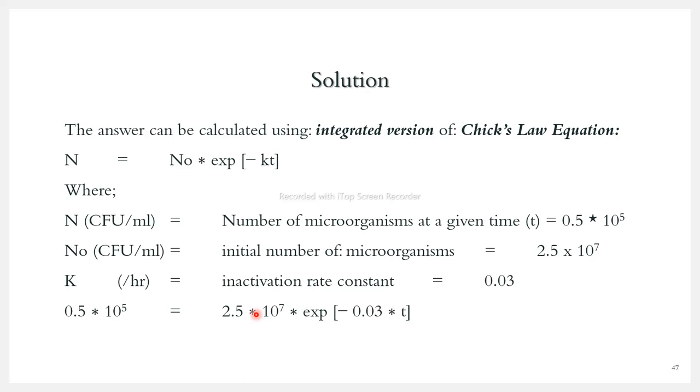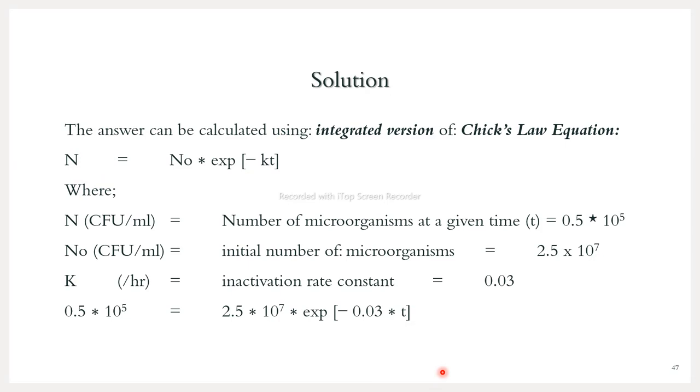If this is this side and this is that side, then it will be plus. That's what you have to remember. N by N naught is e to the minus kt. N naught by N is e to the power kt. So any one formula you can use, but you have to remember the sign convention. Otherwise, it will be wrong.